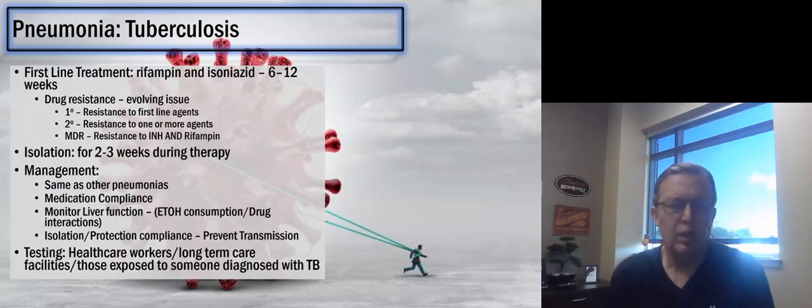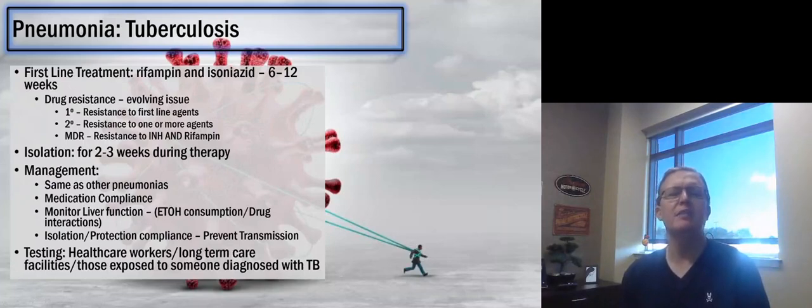The first line treatment for tuberculosis is going to be rifampin and isoniazid. This is going to be a 6 to 12 week course of treatment. And that is mostly due to evolving drug resistance to these drugs. These drugs have been around for a while. So as TB lives, as different mycobacteria and infectious agents live, they talk to one another and breed with one another and develop resistance. So primary resistance is resistance to first line agents, and then secondary resistance is to one or more.